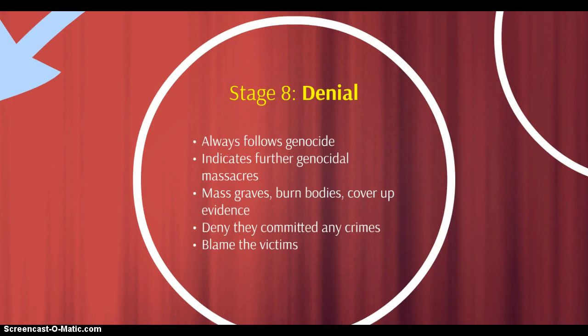The final stage is denial. It is among the surest indicators of further genocidal massacres. The perpetrators of genocide dig up the mass graves, burn the bodies, try to cover up the evidence and intimidate the witnesses. They deny they committed any crimes and often blame what happened on the victims. They also block investigations of the crimes and continue to govern until driven from power by force when they flee into exile.